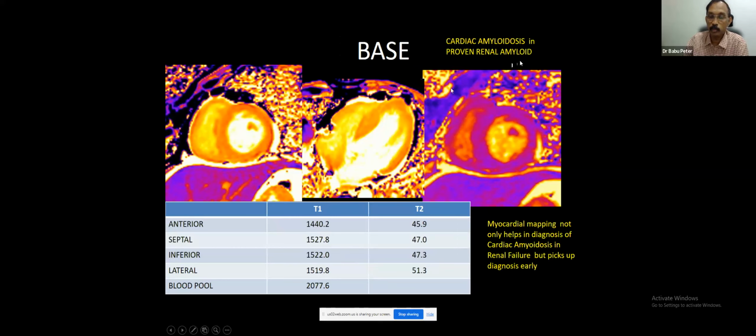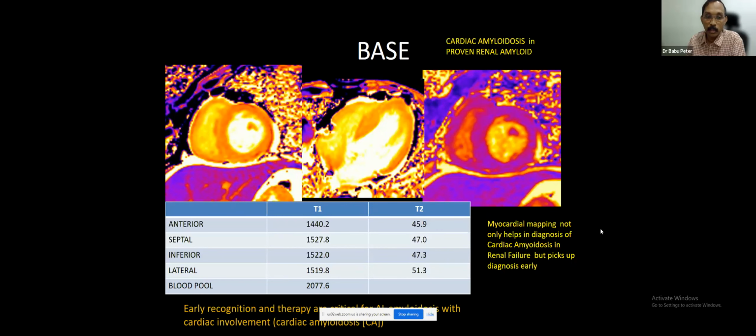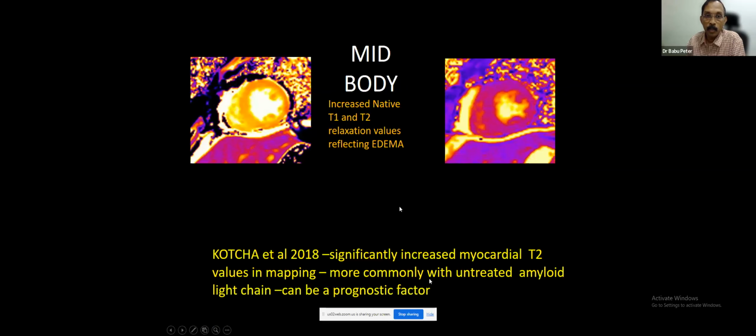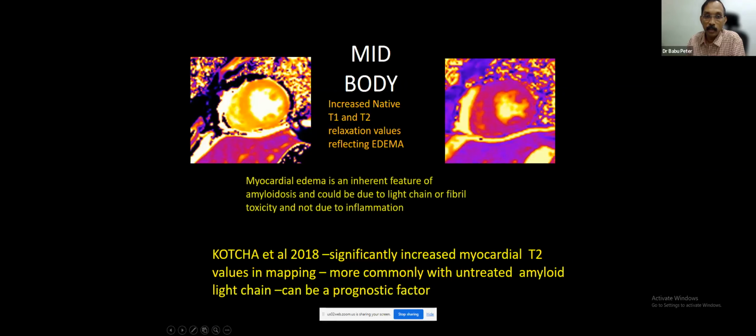This was without the usage of contrast gadolinium. And the myocardial mapping not only helps to diagnose amyloid in renal failure, but it can pick up the diagnosis early in these patients. And early recognition and therapy is very important, especially in these patients. And increased T1 and T2 relaxation values reflect edema, and myocardial edema is an inherent feature of amyloid, and it could be due to the light chain or fibril toxicity, and it is not due to inflammation as in myocarditis.